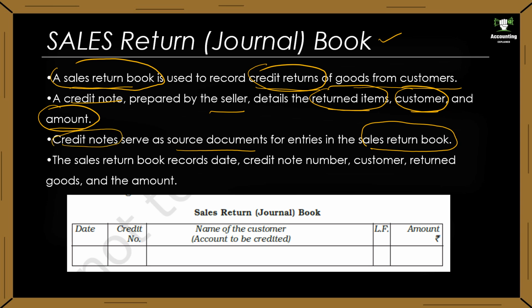Okay. Sales return book records date, credit note number, customer, returned goods and the amount. So this is the sales return journal book. The format is like this. It will have the date, credit note number, name of the customer who has returned the goods, that is account to be credited, LF, amount.